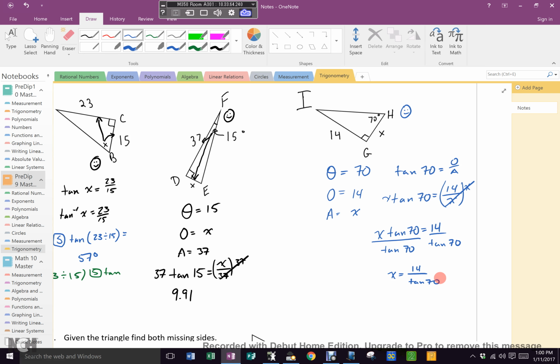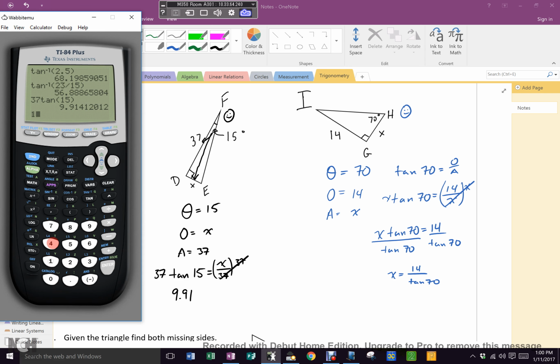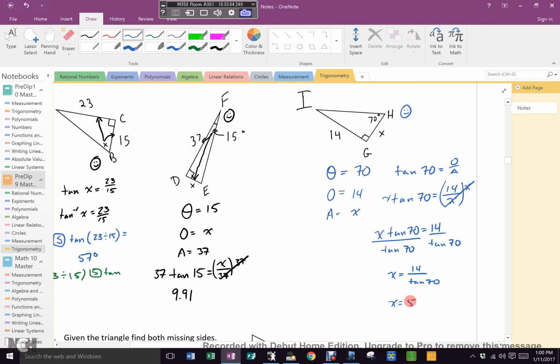5.095, which would be 5.1, right? Can everybody do tangent? It's easy peasy, right? If you can see and you can push buttons, can you do trig? Good. You have 4 questions of homework.